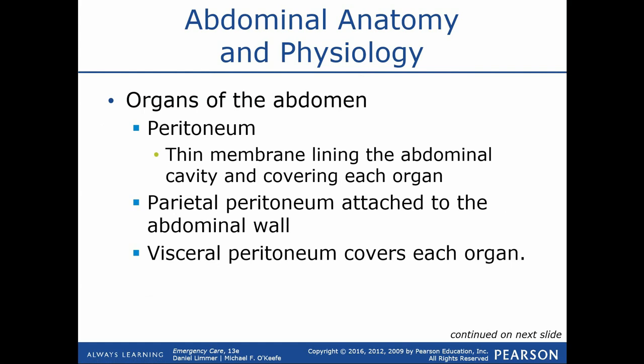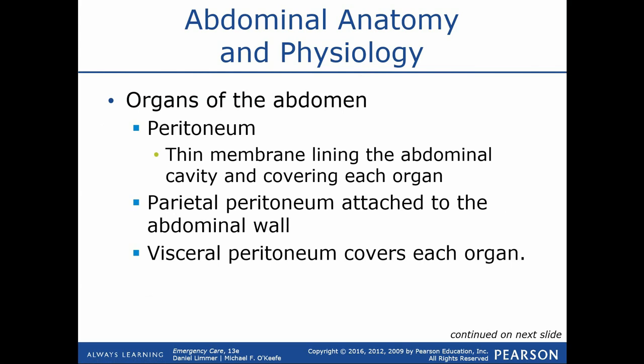Okay, so now talking about the peritoneum. The peritoneum is a thin membrane, it's a lining, if you will. And you have two separate types of peritoneum within the abdomen. You've got the parietal peritoneum, which covers the entire abdominal cavity. It's pretty much attached to the backside of the abdominal wall. And then you also have the visceral peritoneum, and that surrounds each individual organ.